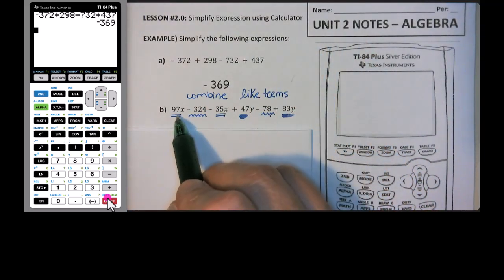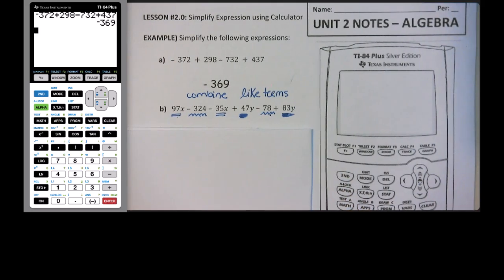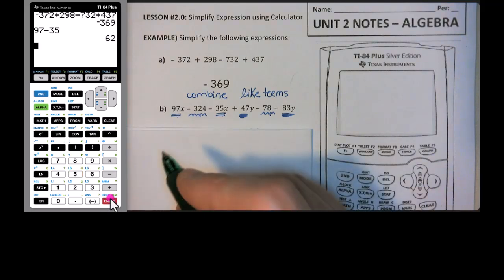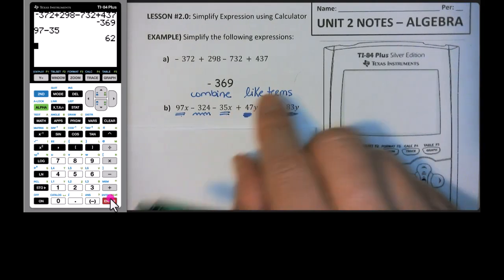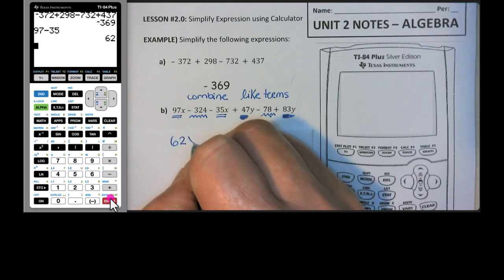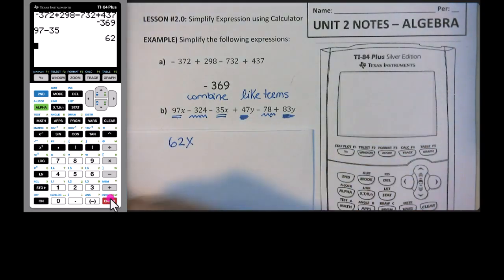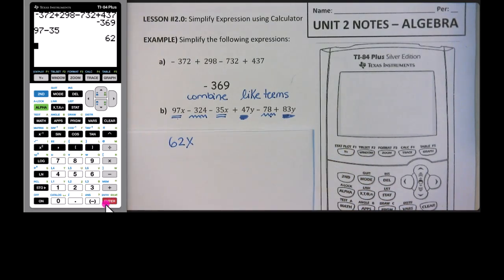So if I put it in the calculator, I am not going to put the letter, okay? So I'm just going to put 97, minus 35. And I get 62. So then I'm going to write 62x. And then I'm going to combine negative 324.